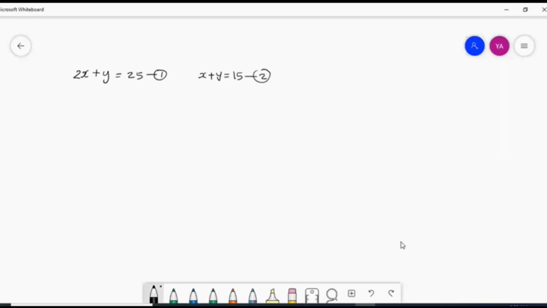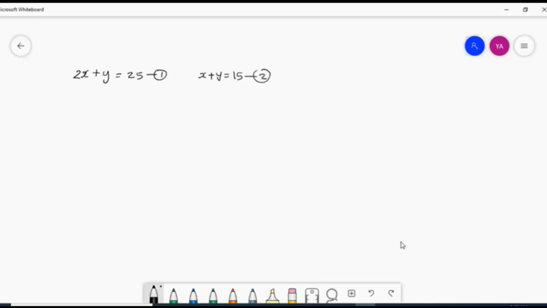Here, using the substitution method, from one of the equations we find the value of one variable. Suppose in the second one we write x is equal to 15 minus y, and we put that value of x in equation number 1. Then we solve for y, and substitute that value in one of the equations to get the other variable, and that will be the solution. But here we will add or subtract equations. We will subtract most of the time, and sometimes when the signs are opposite, we may add.